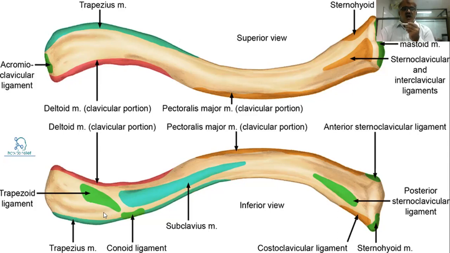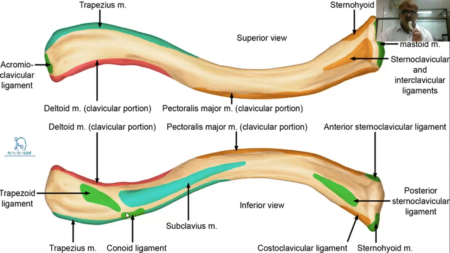You can see at the lower aspect of the lateral third, we have attachment of a ligament. I told you that the lateral end forms the joint with the acromion process, the acromioclavicular joint. Below this lateral end of the clavicle, we have the coracoid process. We have the coracoclavicular ligament lying between the coracoid process and the lateral end of the clavicle. This coracoclavicular ligament has two portions. One is attached to this cone-shaped conoid tubercle, so that portion of the ligament is called the conoid ligament.